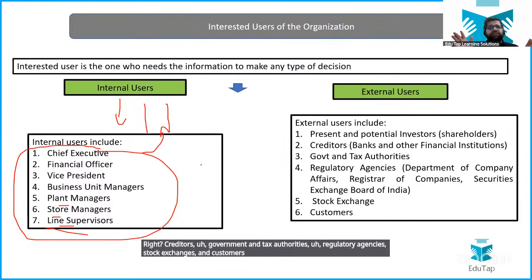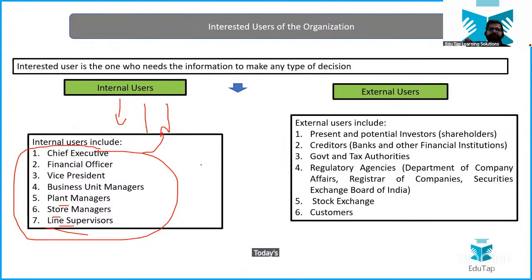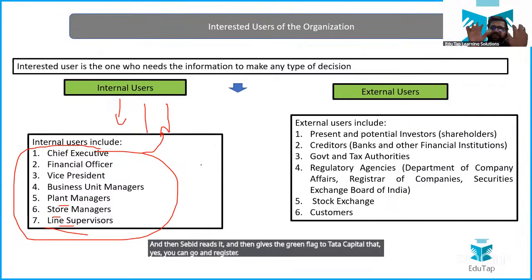These are external users, like stock exchanges and SEBI. Today, let's say any enterprise registering on BSE or NSE is starting their business. For example, the Tata Capital IPO came just a few days back, right? How much is Tata Capital earning? How much is the total employee strength in Tata Capital? All of this information was given to SEBI, and then SEBI reads it and gives the green flag to Tata Capital that yes, you can go and register, right? So these are the interested users.